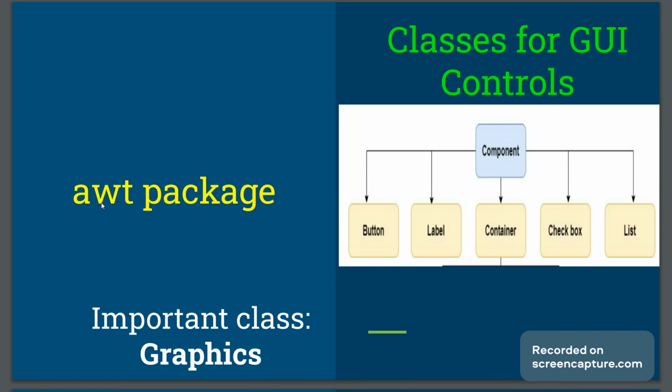Second package is AWT, that is abstract window toolkit. As I said, we need different controls like button, checkbox, list, text box, radio button, scrolling list, push button, etc., colors, font, graphics. So for designing those GUI controls, there are respective classes for everything, and those classes are available under the AWT package. And we need the important class at this stage from this AWT package, that is Graphics, where G is capital.